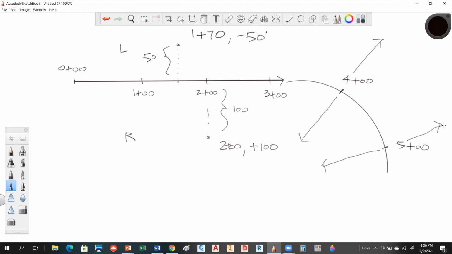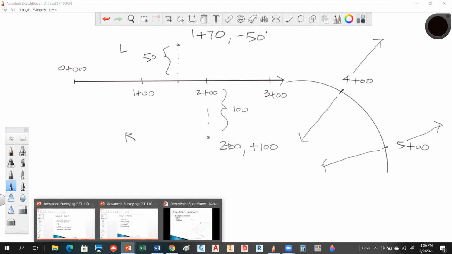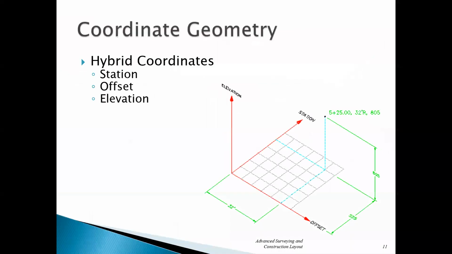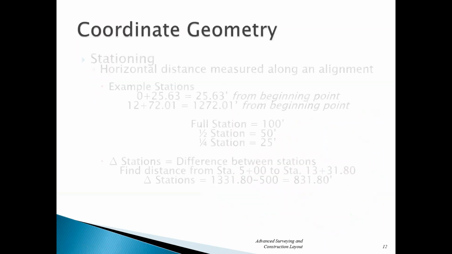So we'll have a lot more to talk about when we get into this, okay? So let's go back and we'll cover a few issues here, and then I'm going to move on. So this is your hybrid. There's your station. There's your offset. And there's your Z value. Again, highways, pipelines, utilities, they primarily use hybrid systems.